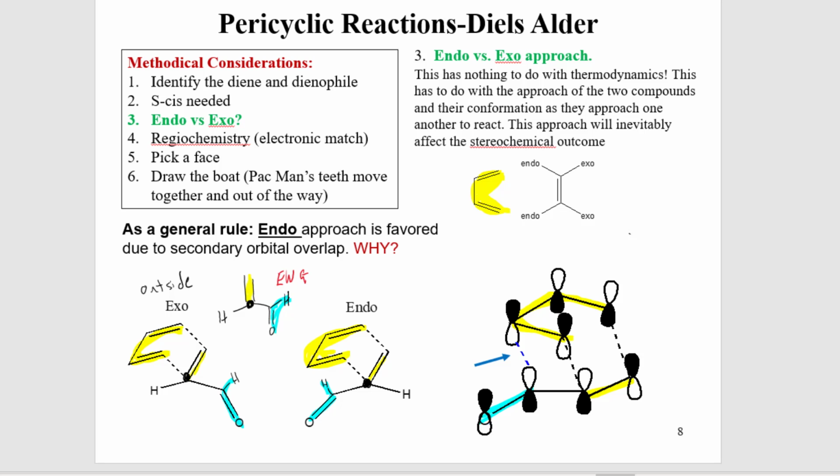You know what primary orbital overlap is? A bond. This is primary orbital overlap, meaning they actually come together and make a bond. Secondary orbital overlap means their orbitals are aligned, they're in phase, they're interacting with one another, and that's a good thing, but it's not going to form a bond. So this is called secondary orbital overlap. It's an energy stabilizing interaction. This is a good thing.